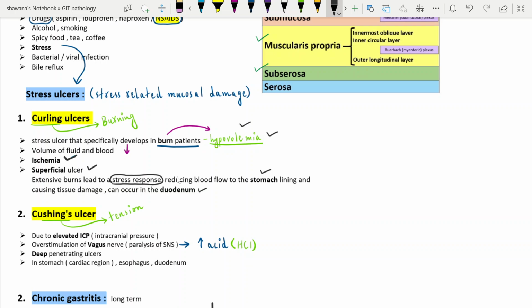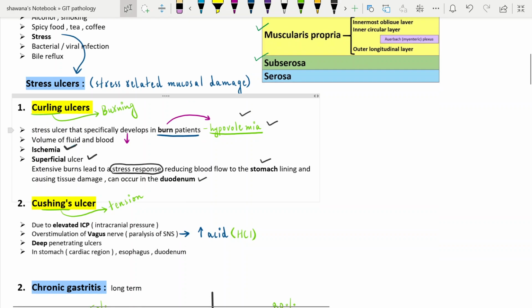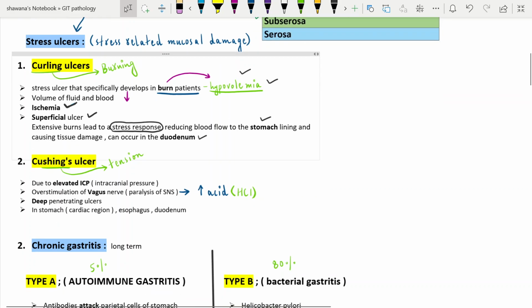Because when there is hypovolemia, it will result in ischemia, and this ischemia triggers a stress response, and our stomach and duodenum cannot get enough blood flow. It results in damage to the stomach walls as well as the duodenum walls. So these are like Curling ulcers. You can remember that Curling and burning are like phrases, so we can use them simultaneously. These are types of stress ulcers.